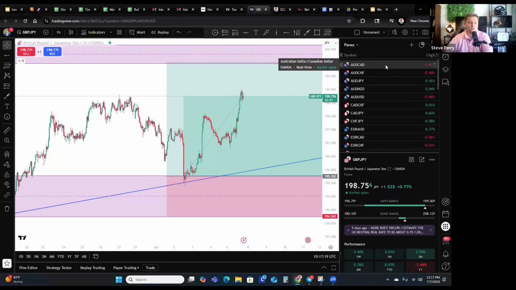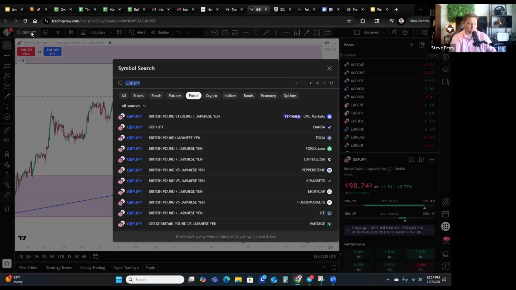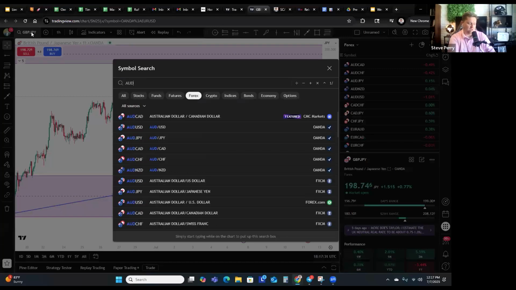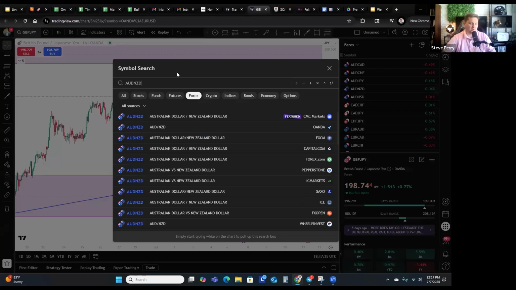All right. If you can't find the currency pair in your watch list, all you have to do is go over here to the top right in TradingView on a super chart and type in what you're looking for. So in this case, we're going to trade the Aussie NZD, which is AUD NZD. And then I'm going to click on this.